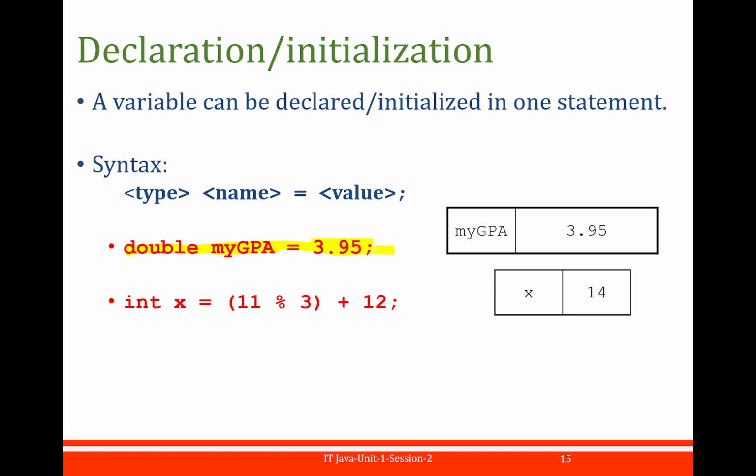So in this video, we have seen about constant and variable. Constant is an identifier whose value cannot be changed. Variable is also an identifier whose value can be changed.